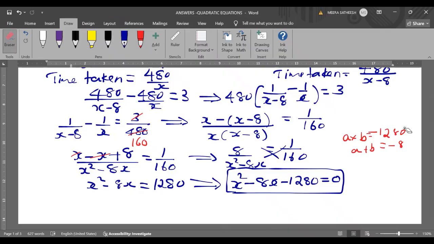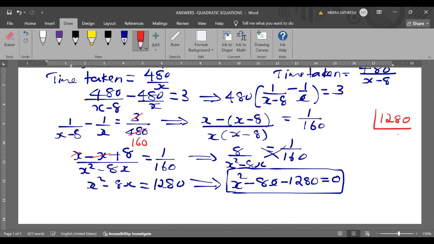So how will you find the numbers? So what do you have to do? Factorize 1280. So divide by 2: 640, 320, 160, 80, 40, 20, 10, 2, 5.